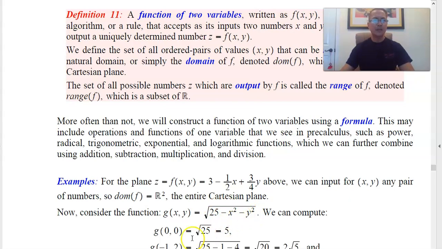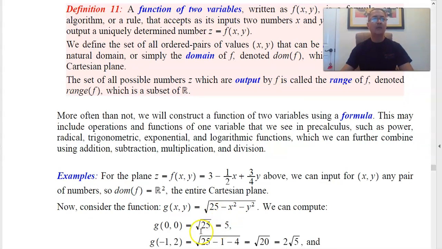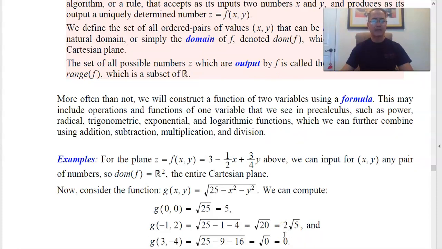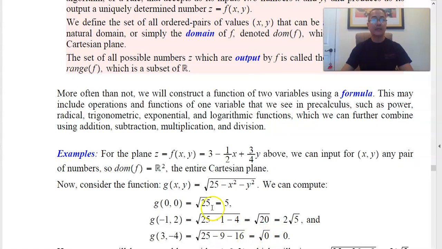So can we plug in both zeros for x and y? Sure, you'll get square root of 25, which is 5. How about negative 1, 2? You'll get 25 minus 1 minus 4, that's 20, still positive. Square root of 20, sure, it's irrational, but it's still a number. We don't discriminate. How about negative 3, 4? Now we are going to get 25 minus 9 minus 16. That's 0. Square root of 0 is, of course, 0.